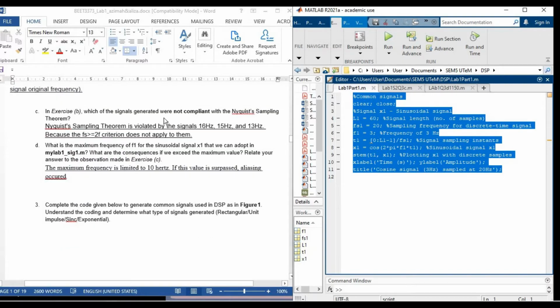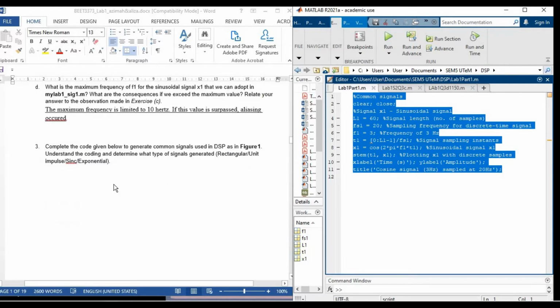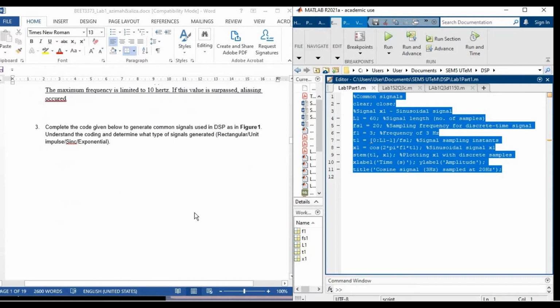So for C, which signal generated will not be compliant? The answer: the Nyquist sampling theorem is violated by the signals 60, 50 and 13, because the Fs bigger than 2F criterion does not apply to them. Okay, what is the maximum frequency of F1? The maximum frequency is limited to 10 Hz. If this value is exceeded, aliasing occurs. Okay, next I will pass to ALIZA.